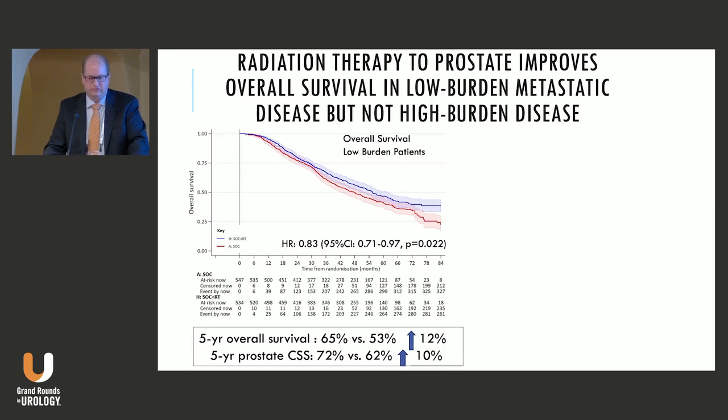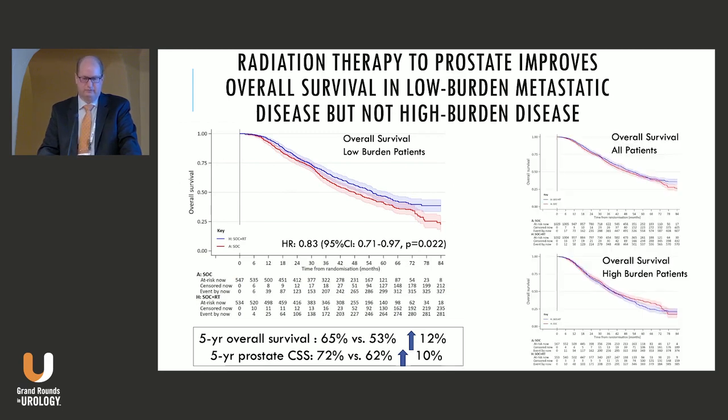And so here is the overall survival for the low volume disease, not for the overall group. So in the low volume disease, there was an improvement in overall survival with a hazard ratio of 0.8. This amounted to a 12% improvement in overall survival at 5 years, from 53% to 65% with radiation therapy to the prostate only, and a 10% improvement in cause-specific survival. But of note, for the overall population there in the upper right, or for the overall high-volume population there on the lower right, there was no benefit in overall survival.